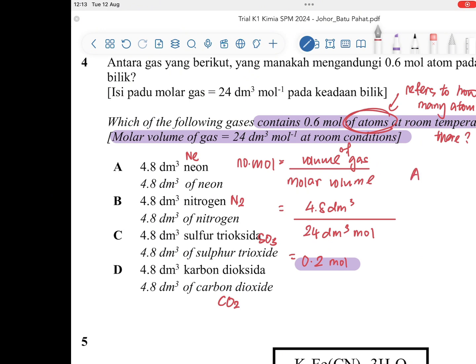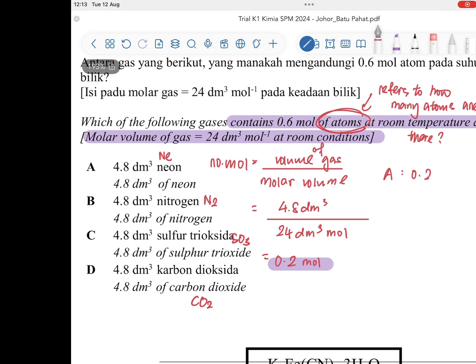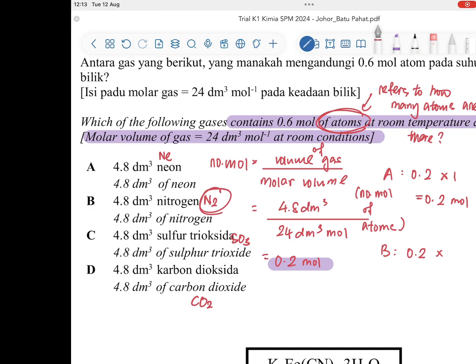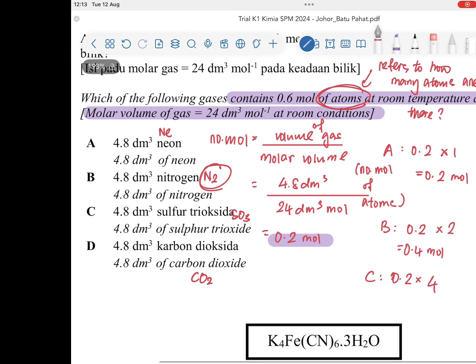So for question 1, A is 0.2 number of mole of atoms. So 0.2 times 1 equals 0.2 mole. B is 0.2 mole times 2, because here it is N2, meaning that it has 2 atoms in the nitrogen molecule. So it's 0.4 mole. C is 0.2 mole times 4. Why? There are 4 atoms in one sulfur trioxide molecule. So the answer is 0.8 mole.